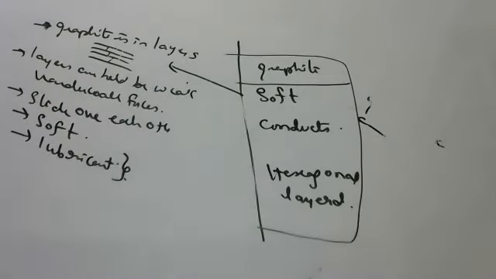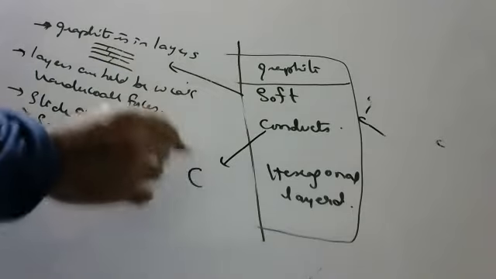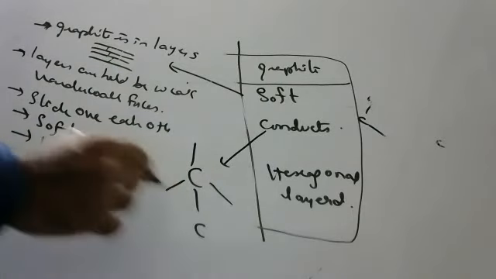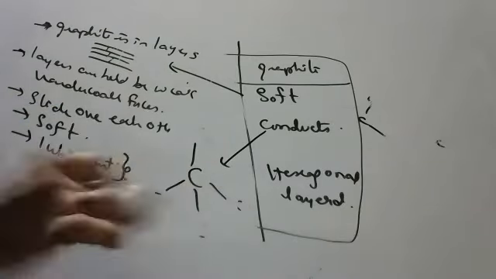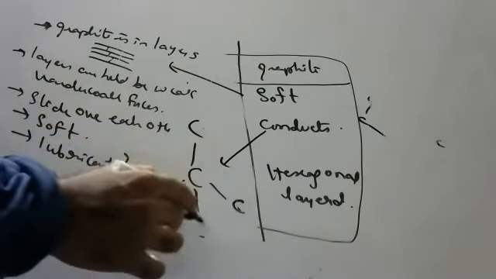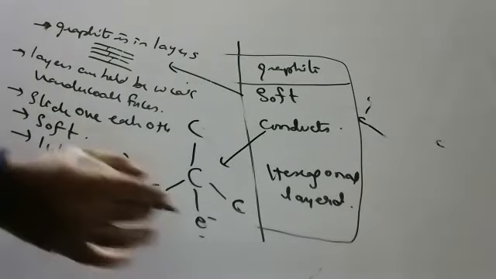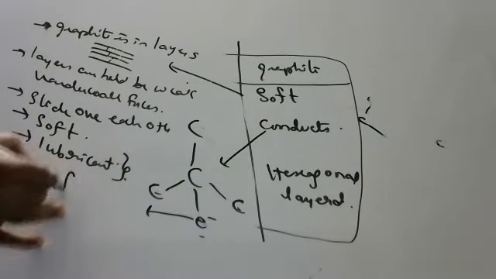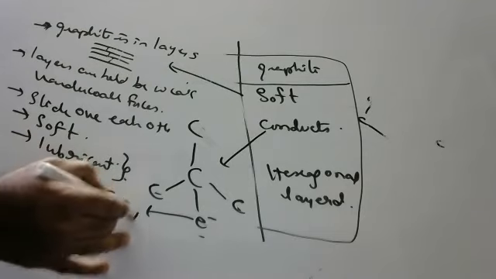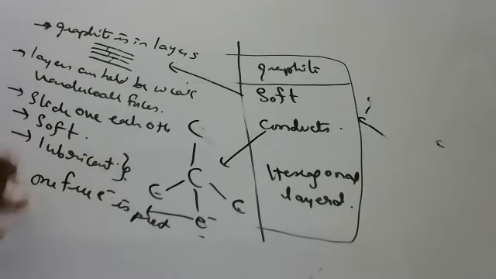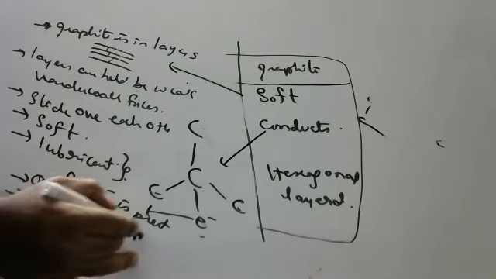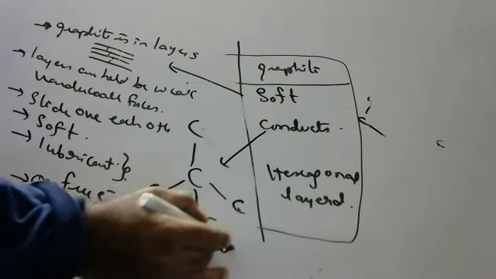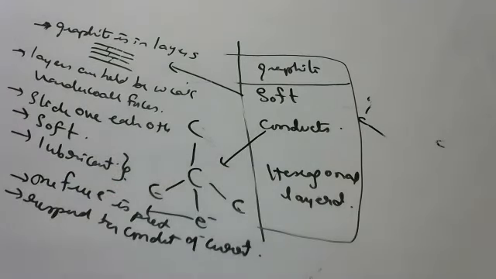This is soft. And why does it conduct electricity? Normally, one carbon, I told you, should bond with 4 carbons, being tetravalent, you know, children, 4 bonds it should form. But here, with 3 carbons it will form bonds, and 1 electron is left free. One free electron is present. This free electron is responsible for conduction of current.